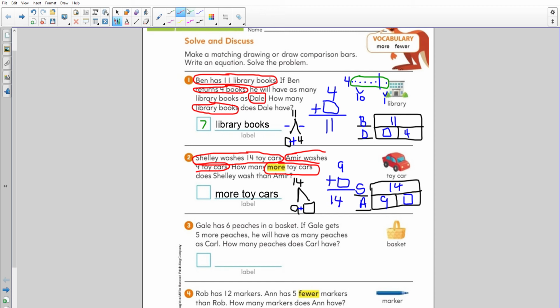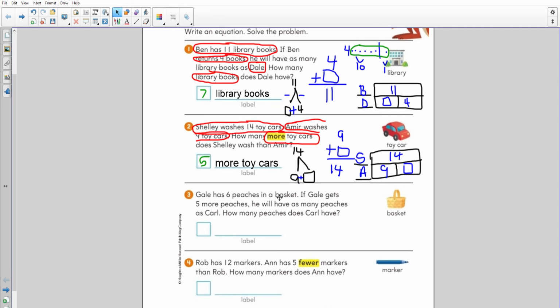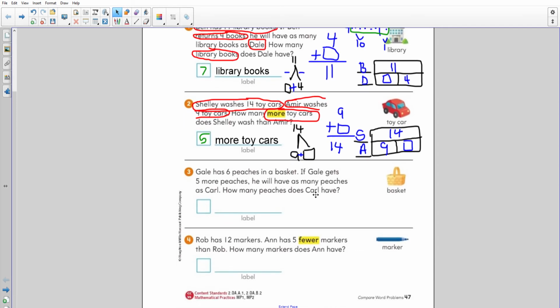Now for me, this becomes a mental math problem because if I use 9 and want to go to 10, I know that's just 1. And if I want to get all the way from 10 to 14, that's 4. So 1 and 4 more makes a total of 5. So I have 5 more toy cars. That's how many more Shelly has than Amir. Now keep in mind, friends, whenever we're using comparison bar drawings, that's only when 2 people have the same thing, where one has more, one has fewer.